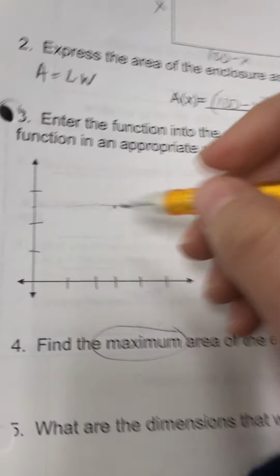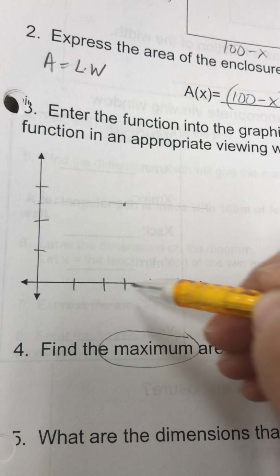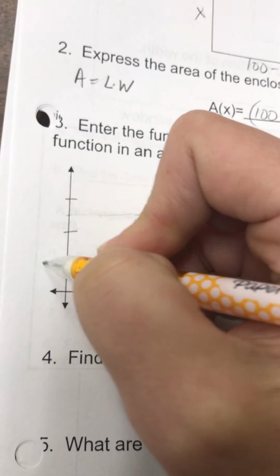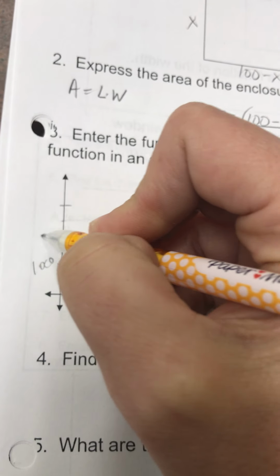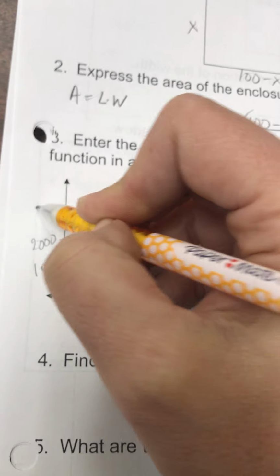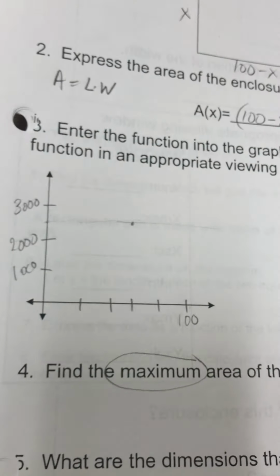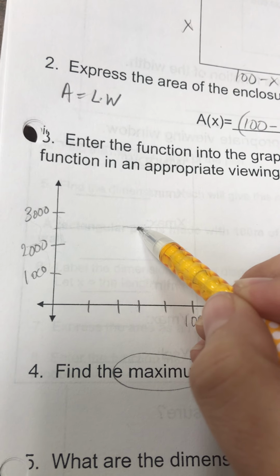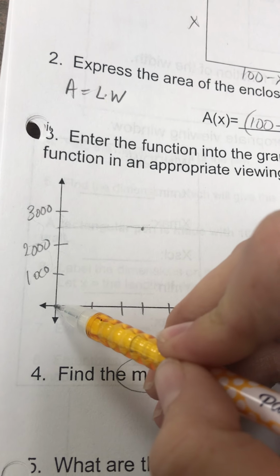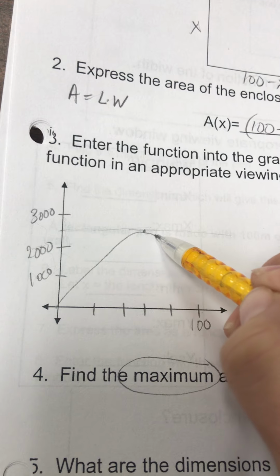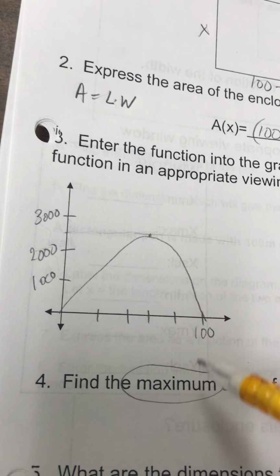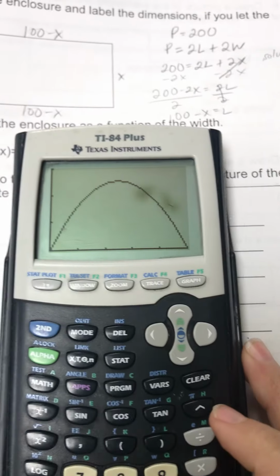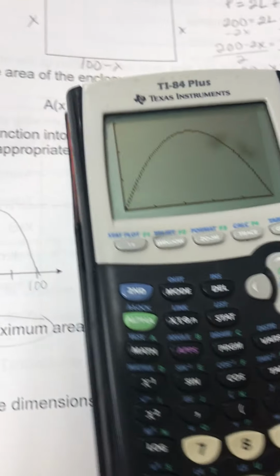Okay, so I'm going to plot that. I'm going to draw my lines. 1, 2, 3, 4, 5. So this is 100. And now this is 1,000. This is 2,000. This is 3,000. Okay, so now we said it's about 2,500, which would be about right here. And it's going up, and it's peaking in the middle, and then it's coming back down to 100. So I'm just plotting it the best I can, okay?